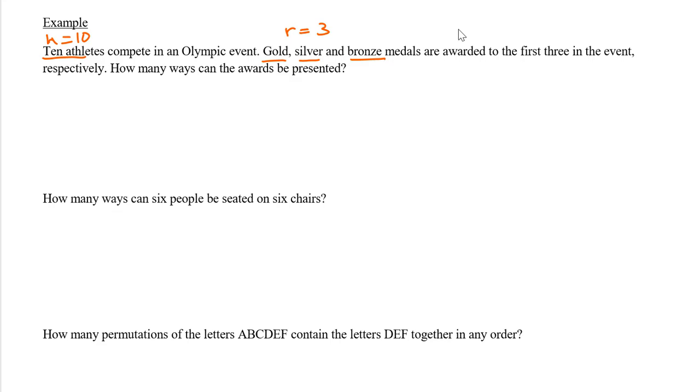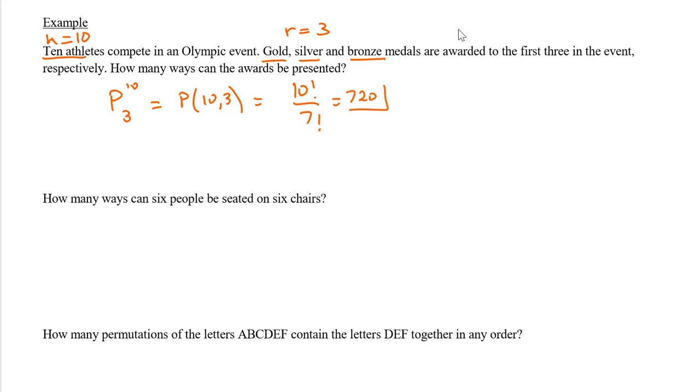So how many ways can the award be presented? So this is permutation. You pick 3 out of 10, which can also be written as P(10, 3). It's 10 factorial divided by 7 factorial, which is 720.